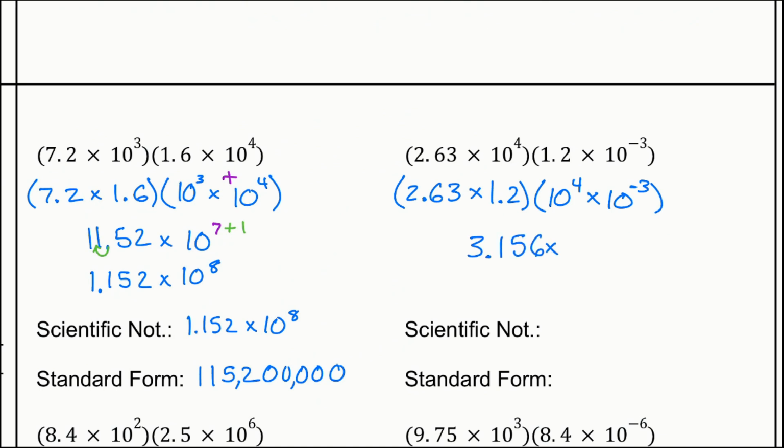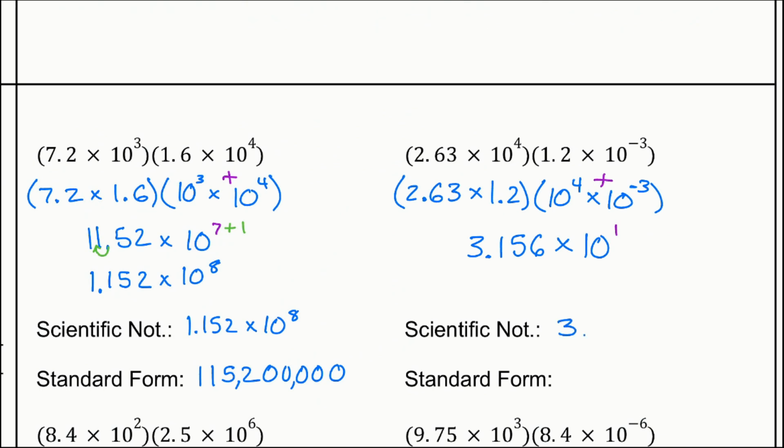3.156. And then again, I'm going to add 4 plus negative 3. And 4 plus negative 3 is actually going to get you just a 1. 4 plus negative 3 is 1. And that's it. We don't have to do the weird moving of the decimal and the changing of the 10's exponent, because this is already in scientific notation. That 3 is between 1 and 10, so we're good.